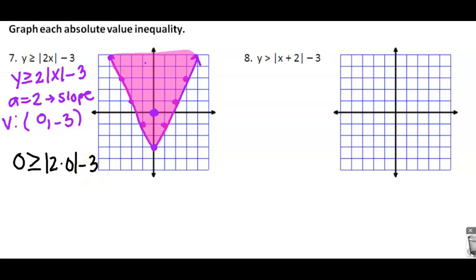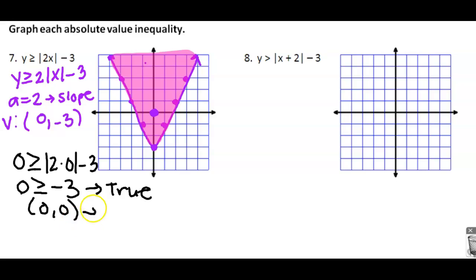Anything times 0 is? Absolute value of 0 is? So 0 is greater than or equal to -3. Is 0 bigger than -3? So it is true. So that means my test point is a solution. So this point 0, 0 is true. That means that it is also a solution. So if I ask you to give me a solution, 0, 0 is a solution.